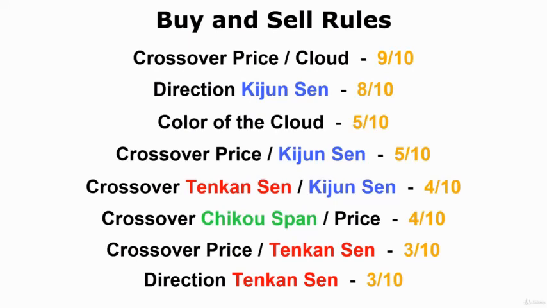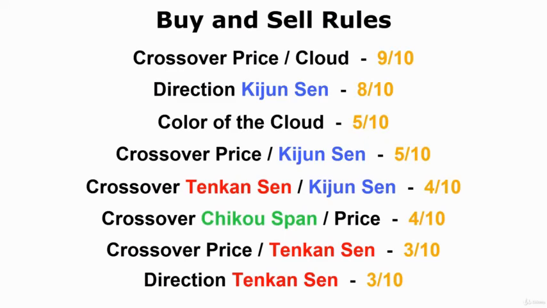so 4 out of 10 is the importance grade, then the crossover between the Chikou span and the price with an importance grade of 4 out of 10, the crossover between the price and the Tenkan-sen, 3 out of 10, and the direction of the Tenkan-sen, the red line, with an importance grade of 3 out of 10.